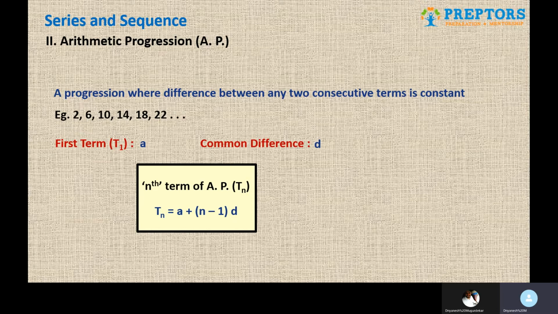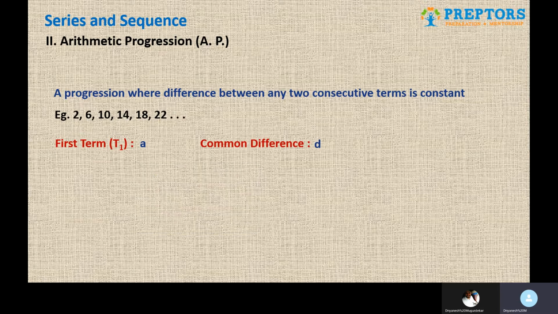All you have to do is substitute these values in this formula, do the calculation and get your answer. Then there is another formula as far as AP is concerned, which is the sum of the first n terms of the series. Now suppose somebody asks me in this particular example, what is the sum of the first two terms? I know that it is 2 plus 6, which is 8. If somebody asks me what is the sum of the first three terms, it will be 2 plus 6 plus 10, which will be 18, and so on.